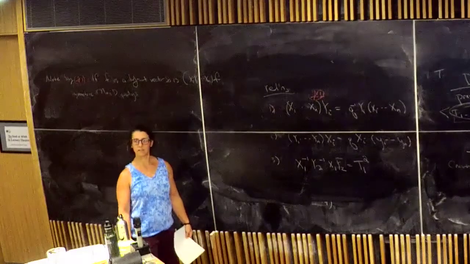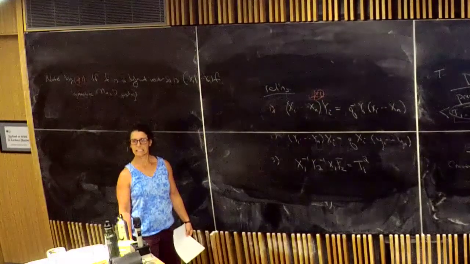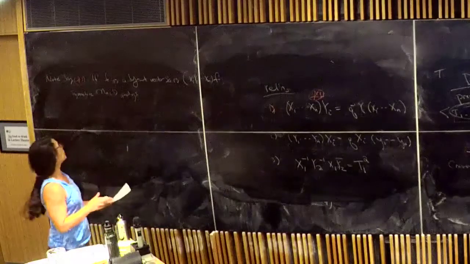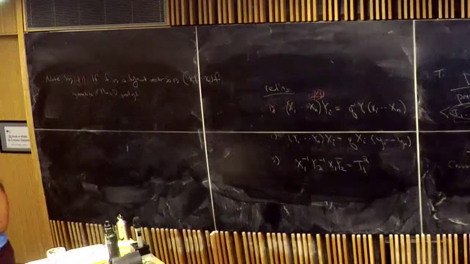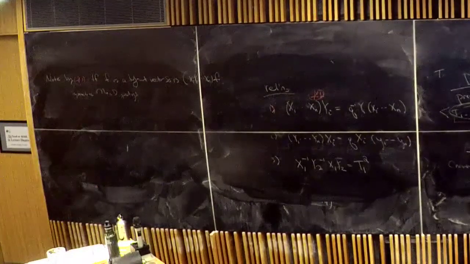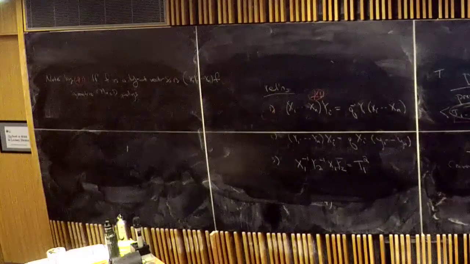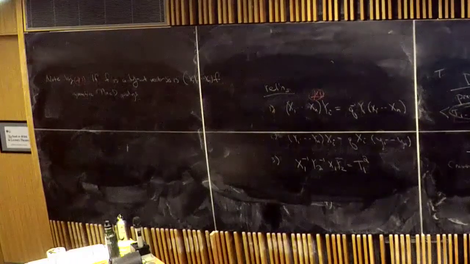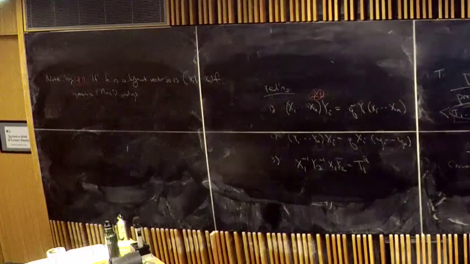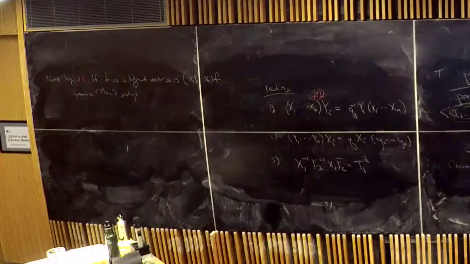Did that answer the question? Yes. Great. Thank you. Can I just remark that the coefficients are not polynomials in Q and T? Good remark. They're rational functions. You can't make them polynomials. Q's and T's are mixed up and they're all over the place.